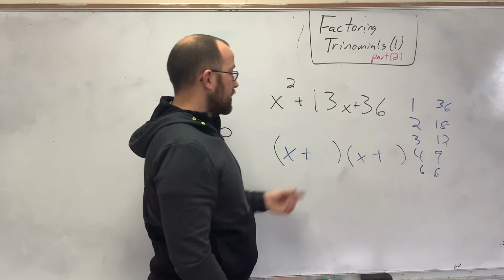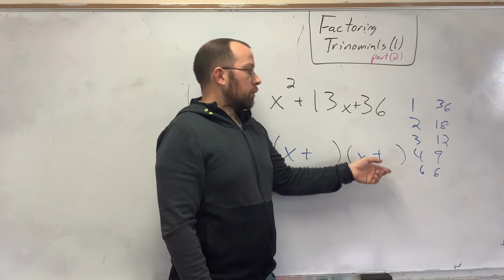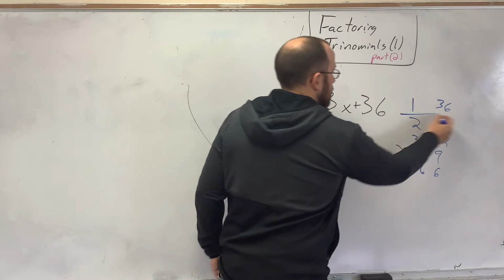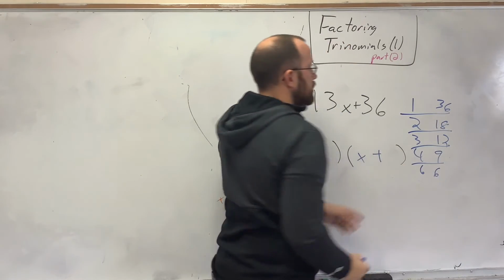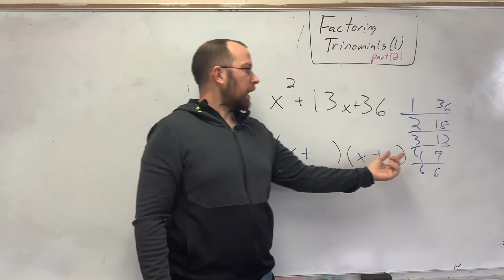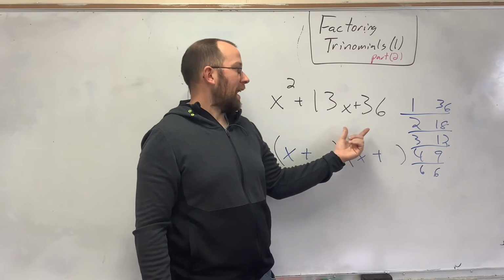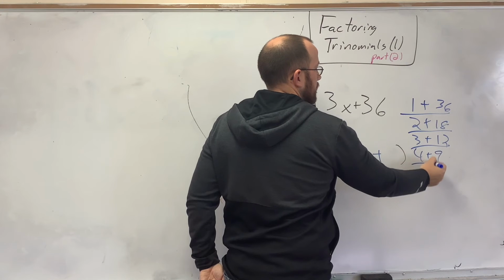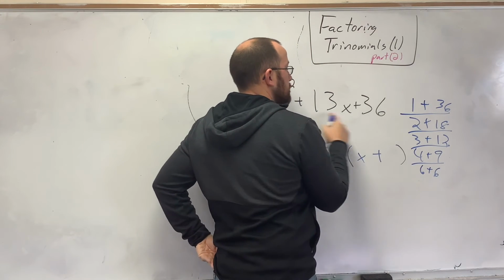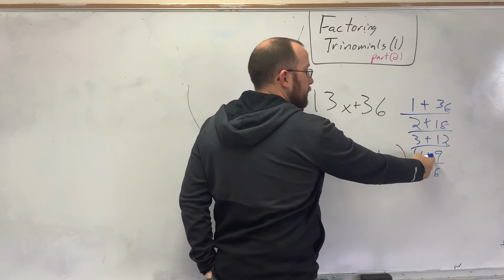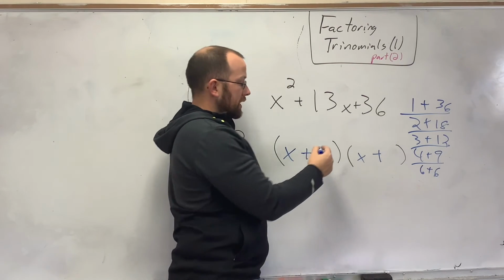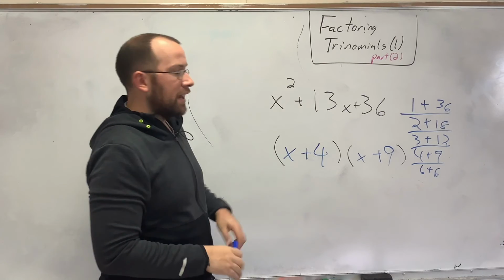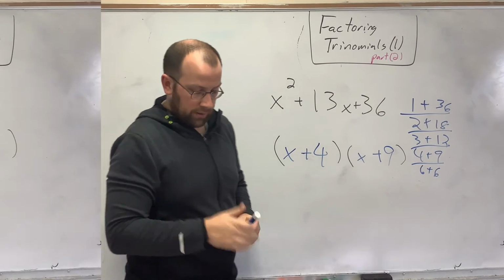Now I have to ask myself, since these are both positive, which two of these add together? Which two factors multiply together to get 36, but then add together to get 13? 6 plus 6 gives me 12, that's not 13. 4 plus 9 gives me 13. 4 and 9. Then if I FOIL it back out, I find out that I have the right answer. All right, another example.